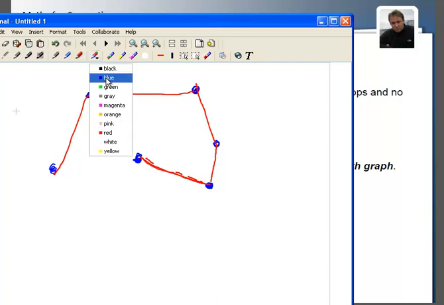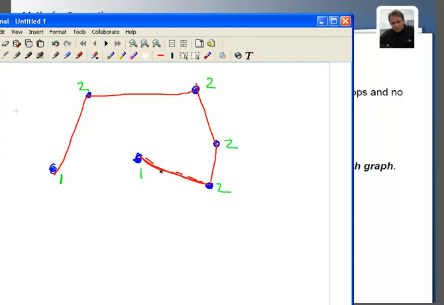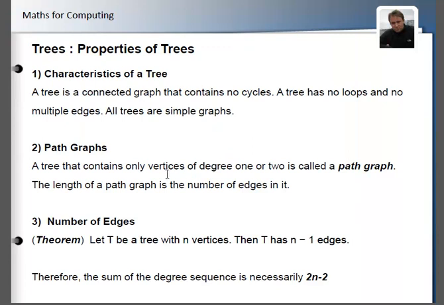The reason is, let's go through the vertices here. This is a vertex of degree 1, 2, 2, 2, 2, and 1. So essentially it's like a one-way trip around all of the vertices. And the length is the number of edges, so we should see 5 edges. I'll call this edge 1, edge 2, edge 3, edge 4, edge 5. So that's grand.